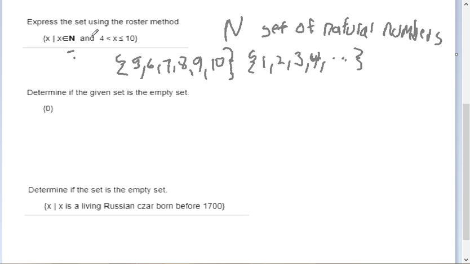So the answer to this one is 5, 6, 7, 8, 9, 10. And the reason that we're not using 4 is there's no equal sign here, but we are using 10 because there is an equal sign under there.